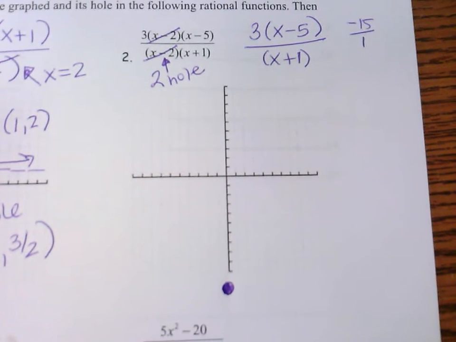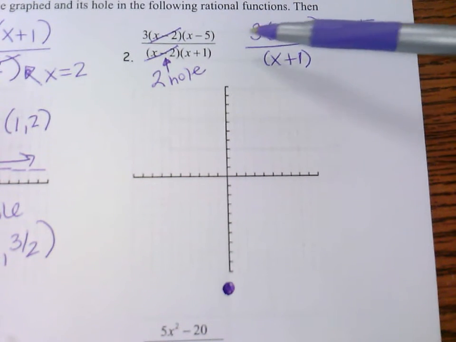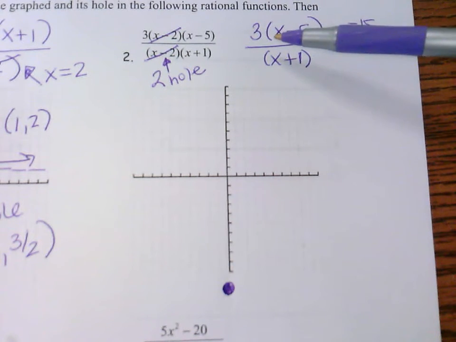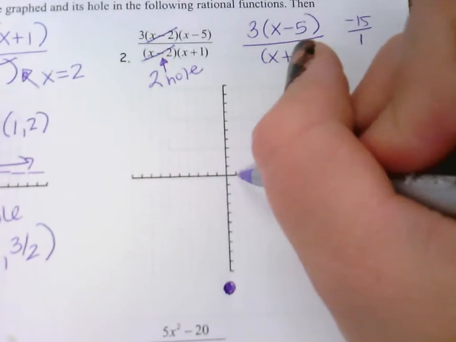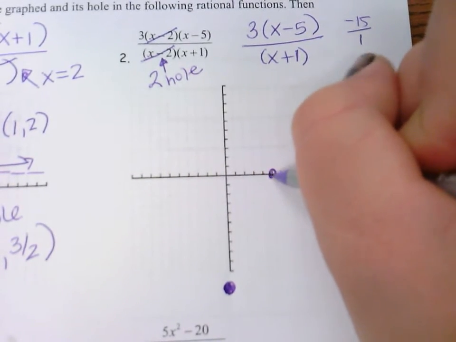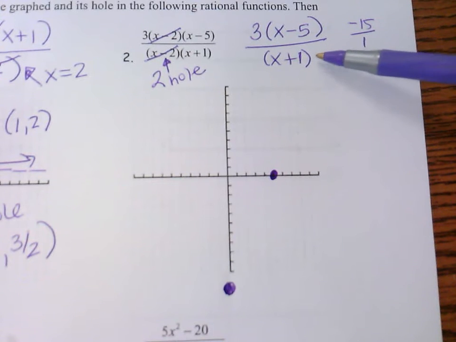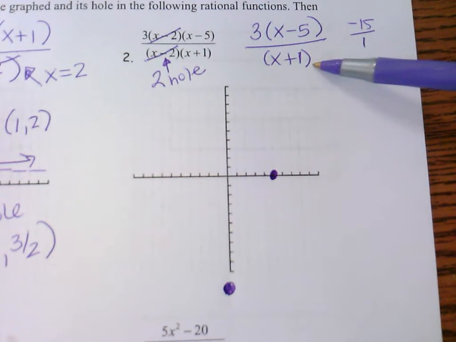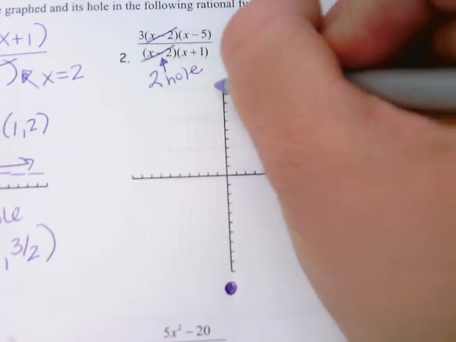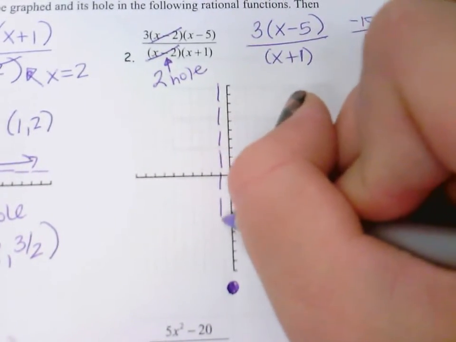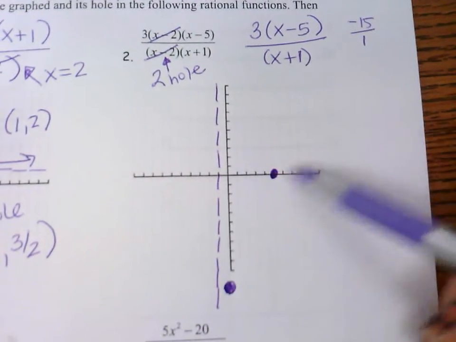What is my x-intercept? When I want the numerator to be 0, what do I get? Not everyone at once. What is going to make this numerator equal 0? 5. So 5 is my x-intercept. 1, 2, 3, 4, 5. Plot that point. What is going to make my denominator 0? Negative 1. So vertical asymptote at negative 1. So I can kind of start seeing what this graph's going to look like. It's going to curve up this way.